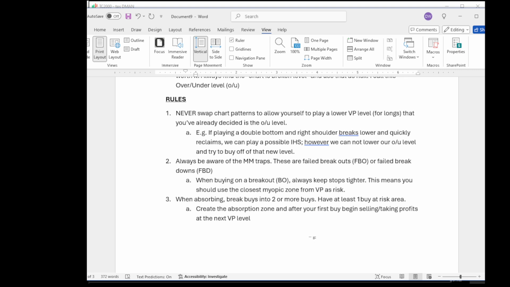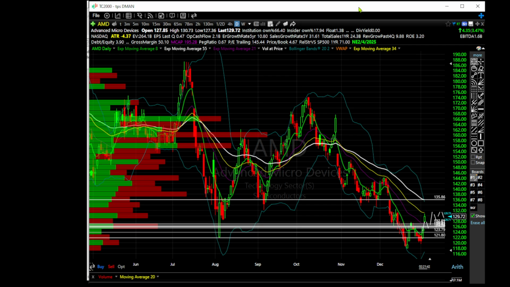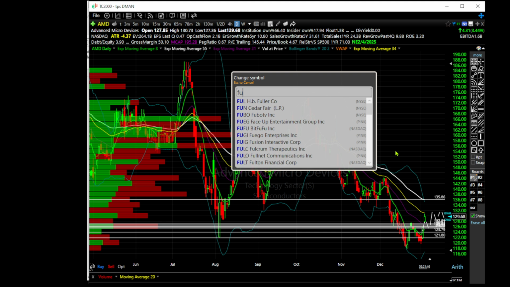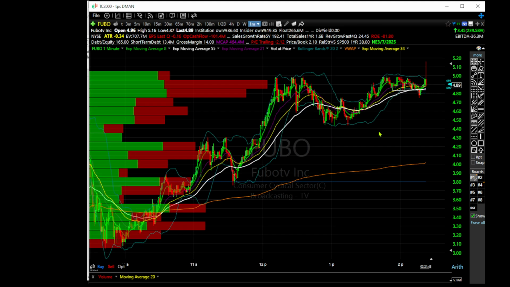So create the absorption zone. After your first buy, begin selling, taking profits at the closest VP levels. Here, I want to show you guys something on Fubo. So if you can't see my chart, pull up Fubo right now.